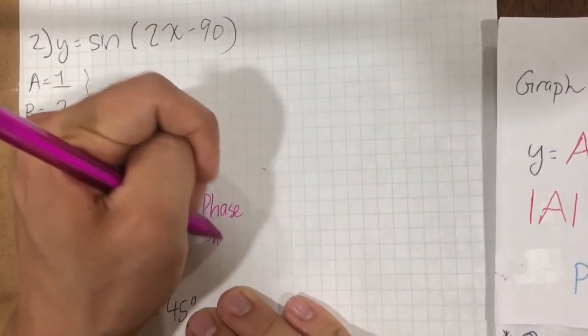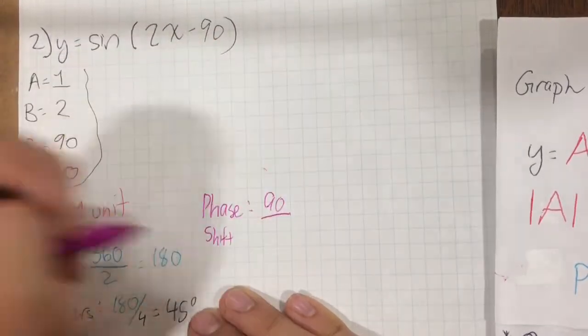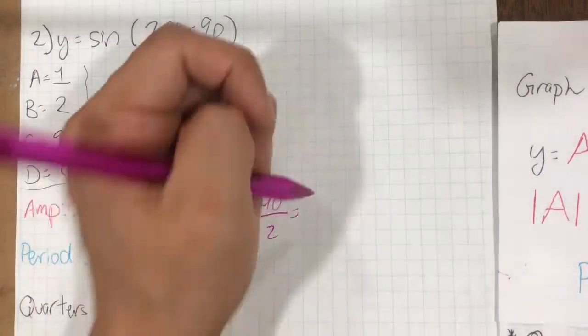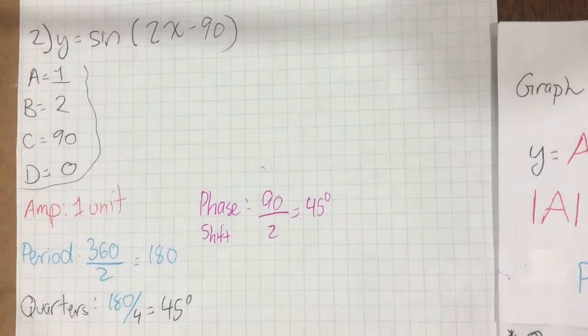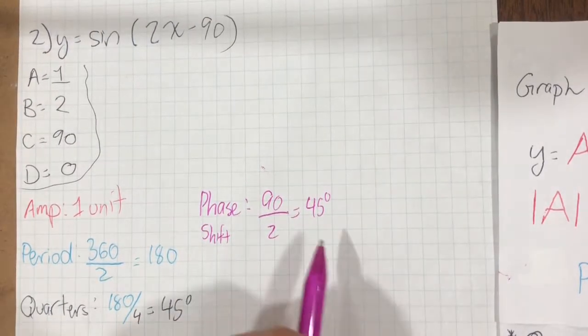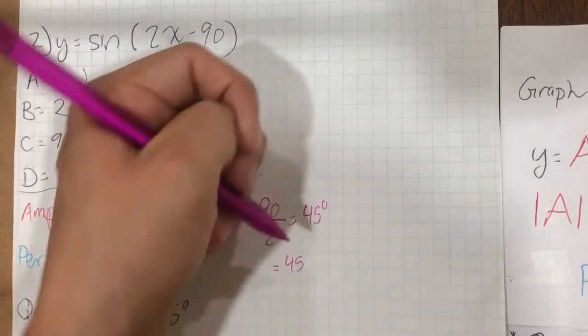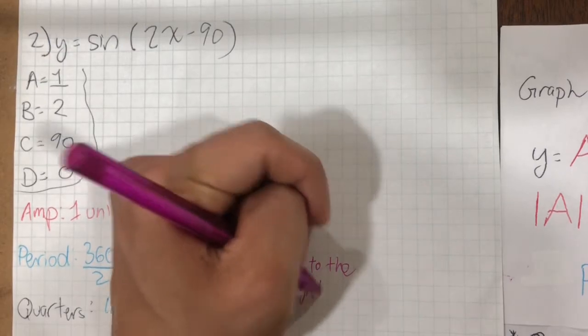So for the phase shift, I'm going to take my 90 and divide it by 2, and I'm going to get 45 degrees. So that means we're moving 45 degrees, and since this is positive, moving 45 degrees to the right. All right?